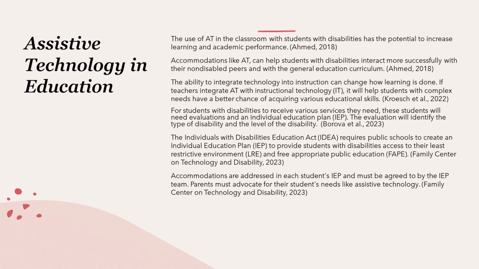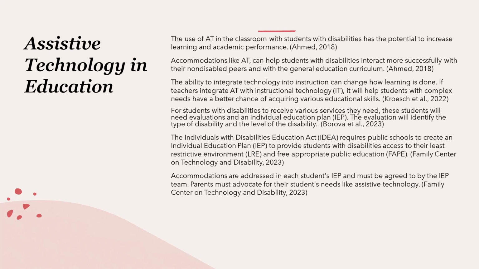This actually comes from IDEA, which we've already kind of talked about, which requires public schools to create an individual education plan to provide these students with disabilities access to things like their least restrictive environment, so LRE. And it promises them that free, appropriate public education. Then we have accommodations. So accommodations are addressed in every student that has an IEP, their IEP paperwork. And it must be agreed upon by the IEP team.